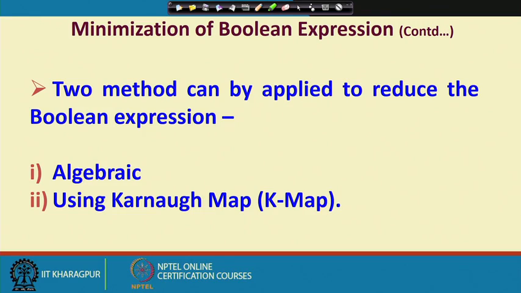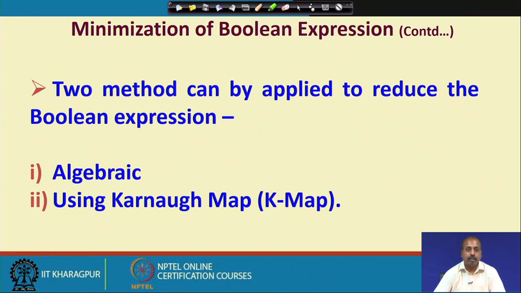So, minimization of Boolean expression. There can be two methods that can be applied for doing this minimization. One method is known as algebraic minimization and the other one is a map based method, which is known as Karnaugh map or K map in short.